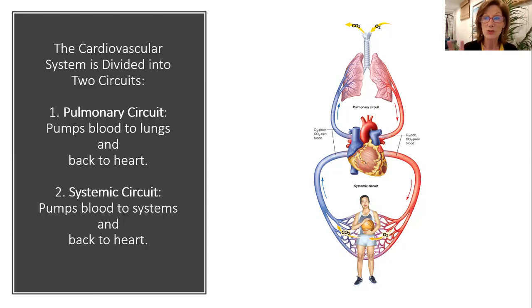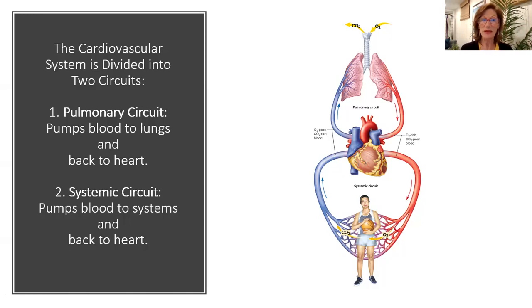So again, we have two circuits. We have the pulmonary circuit, which carries blood low in O2 to the lungs and returns the oxygen-rich blood to the systemic circuit. And the systemic circuit now carries the oxygen-rich blood to all the systems, and the oxygen poor blood will be returned back to the pulmonary circuit. So, not surprising, pulmonary circuit carries the blood to the lungs, and the systemic circuit carries the blood to the systems. If your heart is working properly, it will pump through both the pulmonary and the systemic circuit at the same time, and it will pump the same volume of blood.